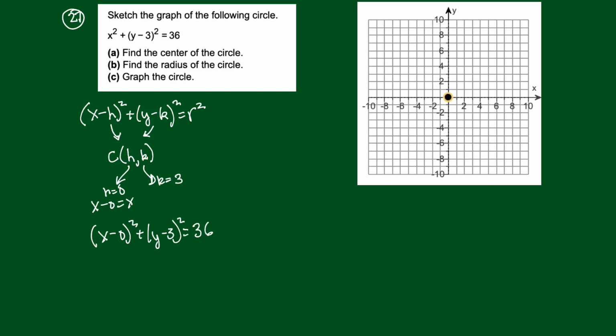Okay, so here's the center. The center is at 0, 3. Does that make sense? X minus something, that's the something you put in here, and then y minus something, that's the y coordinate, now equals 36. Well, this is what? This is r squared, right? So this number right here is r squared, so r squared is 36, so r must be 5. So the radius is 5.